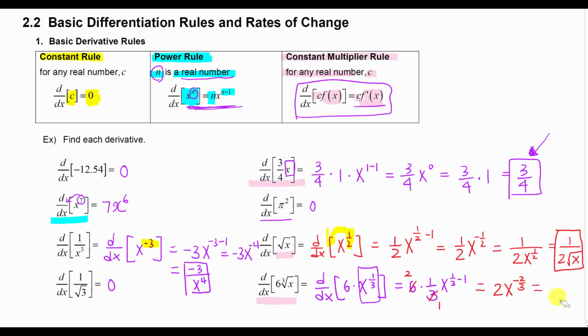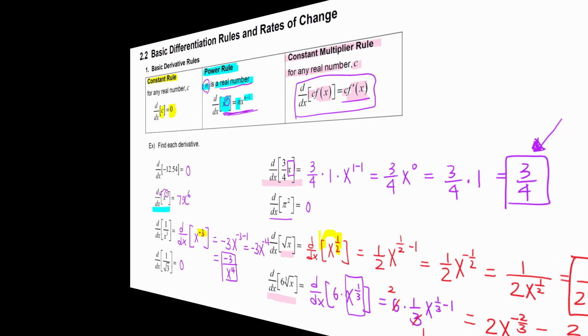And because I cannot leave a negative exponent as an answer, I'm going to change it to a positive exponent. So x to the negative 2/3 will go to the denominator. So I have a 2 over x to the 2/3 power. And 2/3 power, you can change it to radical notation. So you can have a 2 over cube root of x squared.